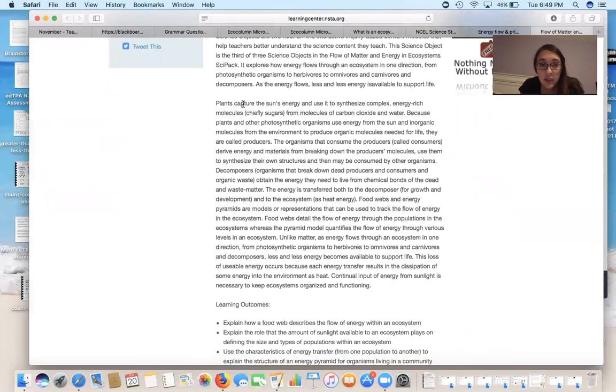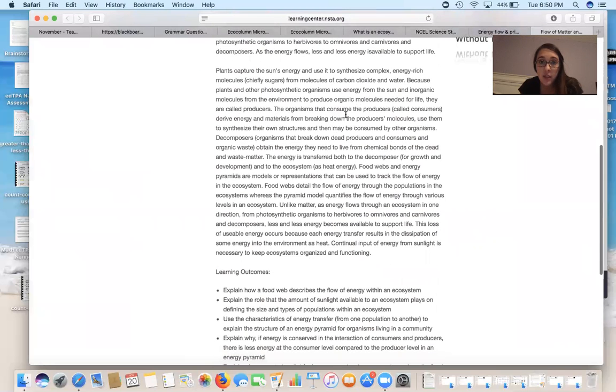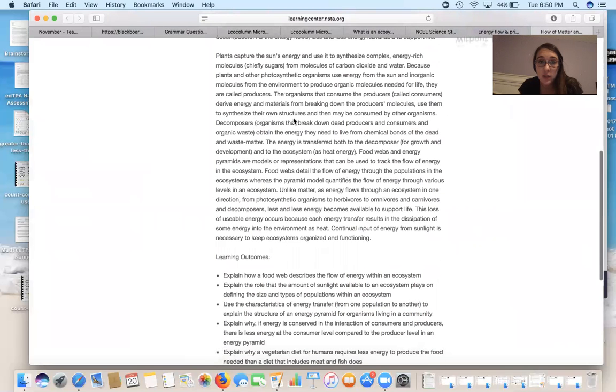And this is again telling us about how the plants capture the sun's energy and use it to synthesize complex, energy-rich molecules from molecules of carbon dioxide and water. Because plants and other photosynthetic organisms use energy from the sun and inorganic molecules from the environment to produce organic molecules needed for life, they are called producers. The organisms that consume the producers are called consumers, and they derive energy and materials from breaking down the producers' molecules. And it just keeps going on. They use their own structures, and then they may be consumed by other organisms.